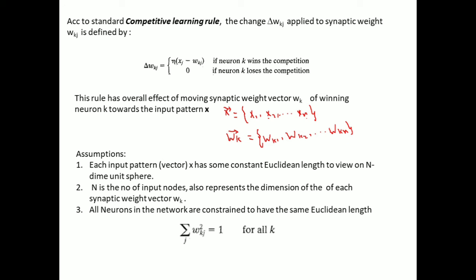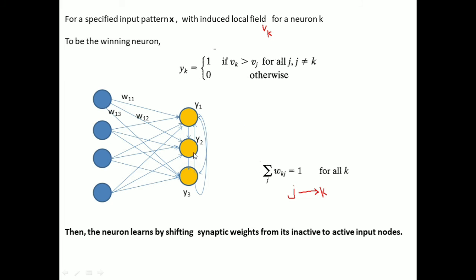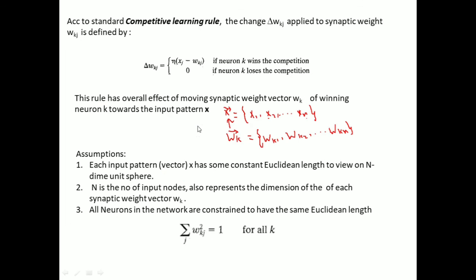Over time, as the learning process takes place, this weight vector Wk approaches this input vector x. So this is how the output neurons become the feature detectors. Let us make this point more clear. The point is, this rule has an overall effect of moving the synaptic weight vector Wk of the winning neuron towards the input pattern x.